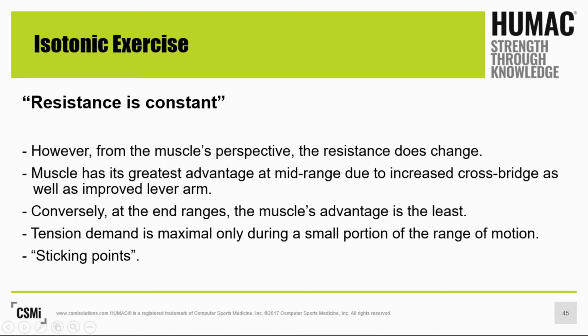So with isotonic mode, the resistance is constant, but I put that in quotes because from the muscle's perspective, it's not. I told you earlier that the muscle has a mechanical disadvantage at end ranges, but it's strongest in the middle range. So when the resistance is held constant, the muscle has to work harder at certain points than others. In order for the patient to complete the full range of motion, the load has to be low enough for the weakest points to overcome it. If not, then you get sticking points and they have to compensate or cheat to get through the range.